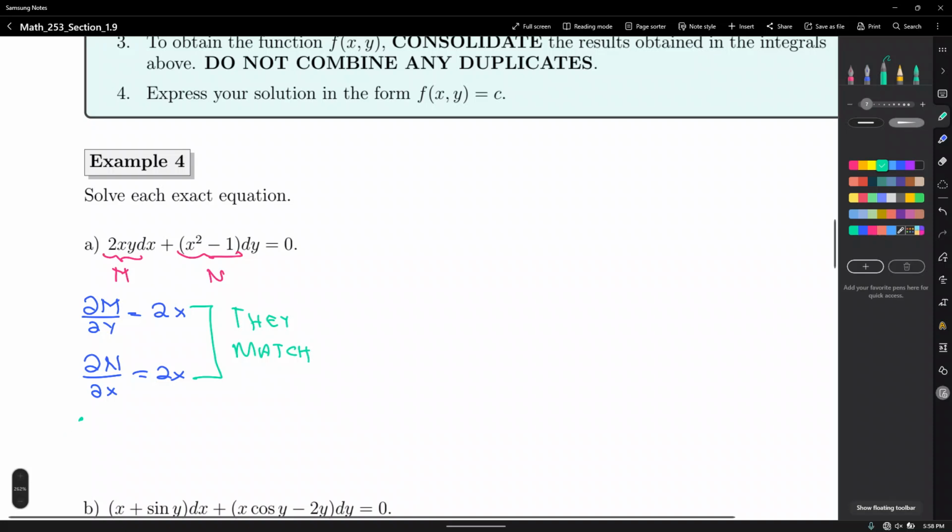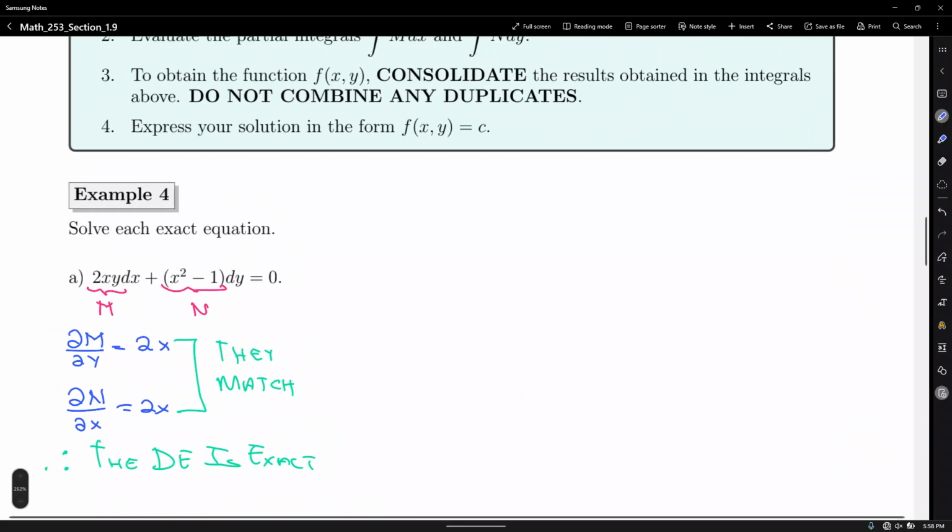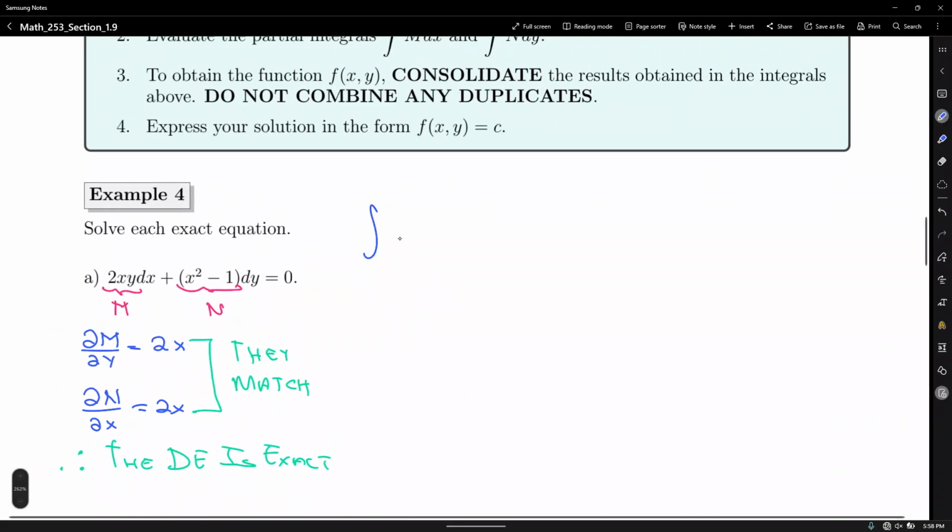This means, therefore, that the DE is exact. All right? And we're ready to solve it. How? By evaluating the partial integrals. So the integral of M with respect to x equals the integral of 2xy dx. Well, actually, we already did this integral, right? That is x squared y plus c, x squared y plus c of y, if you will, all right?